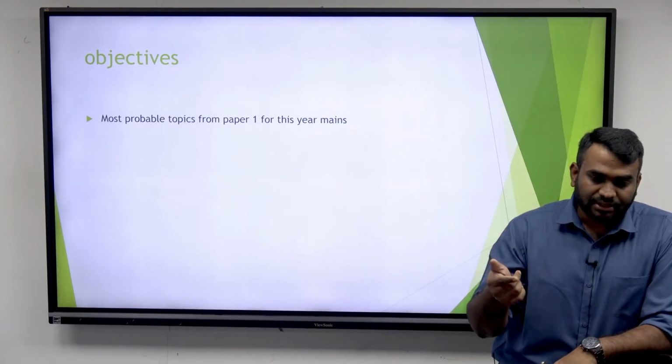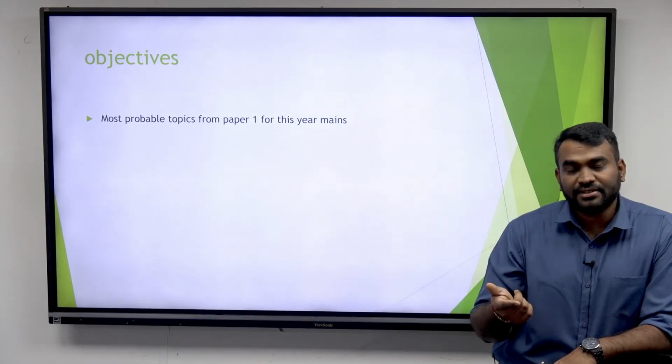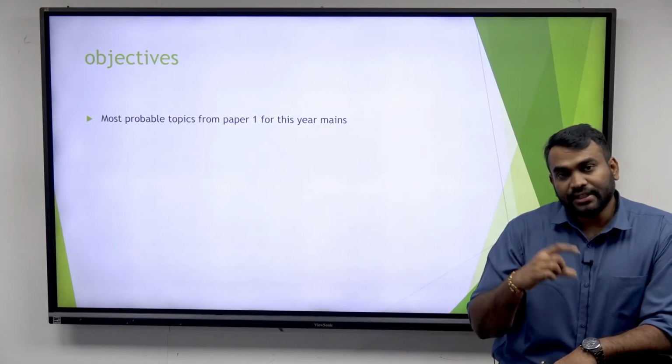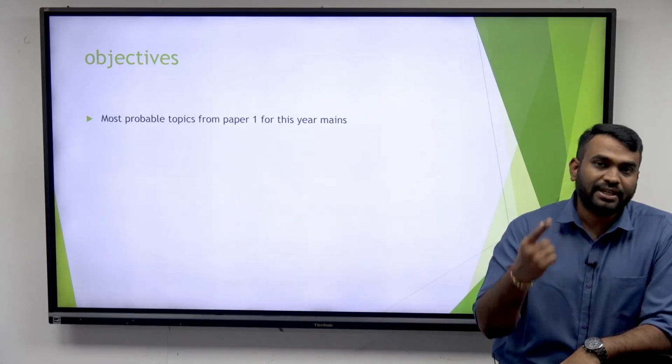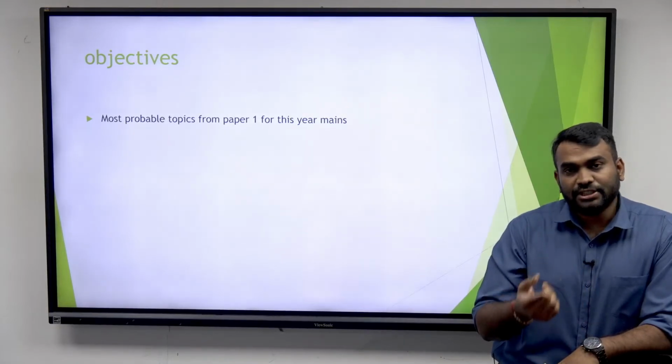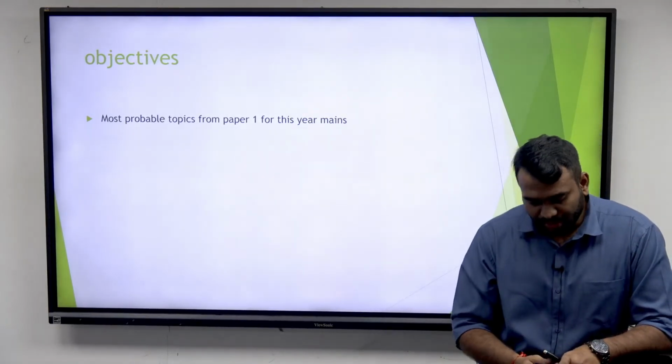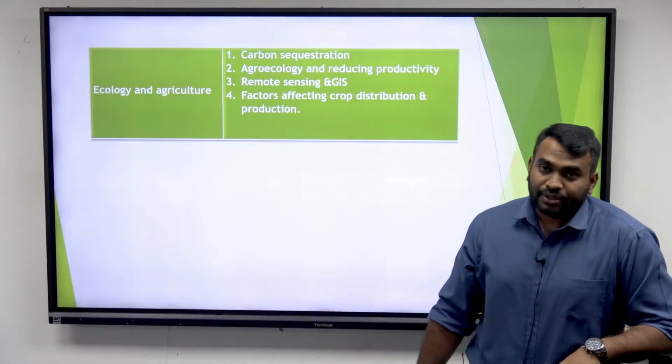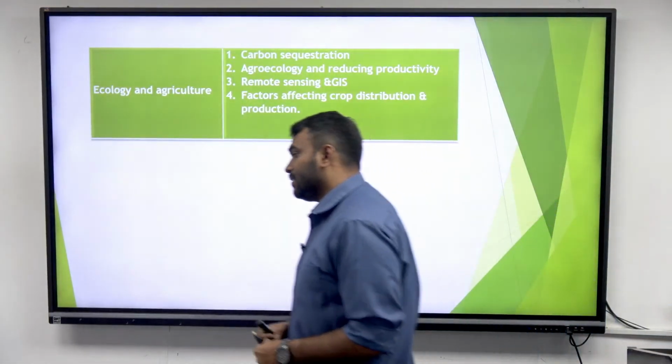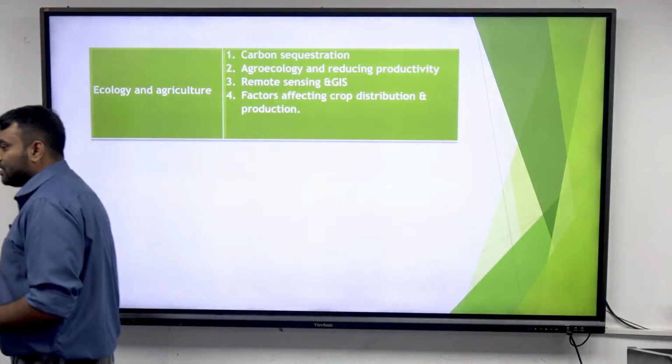If not, you have to start thinking about the question in the examination hall, then frame the structure and then go for presentation of the answer. That would take much time. So better is to do this brainstorming. Clear? Okay. So the first important subject we have in paper 1 is ecology and agriculture.